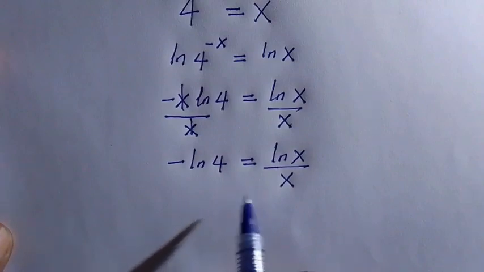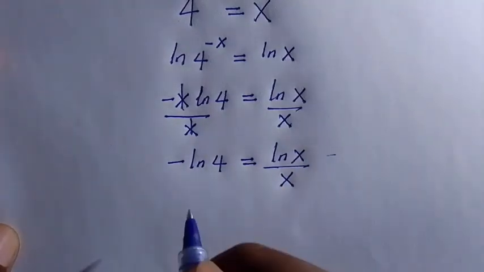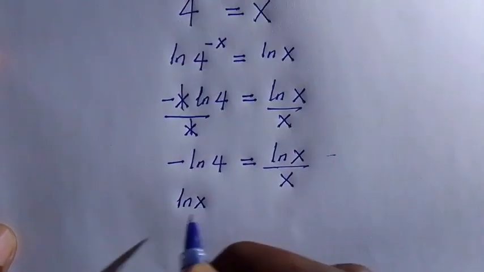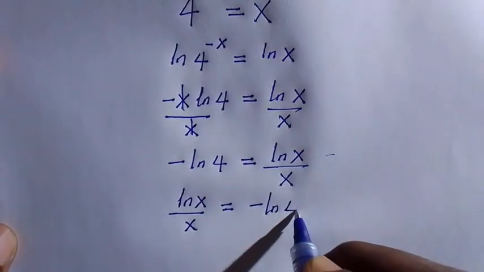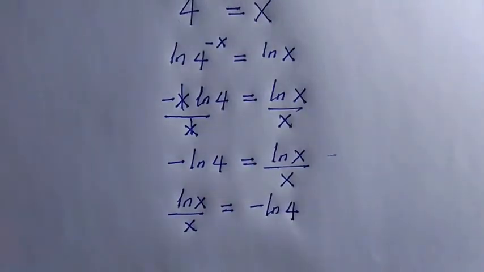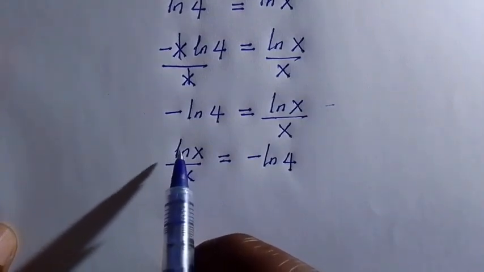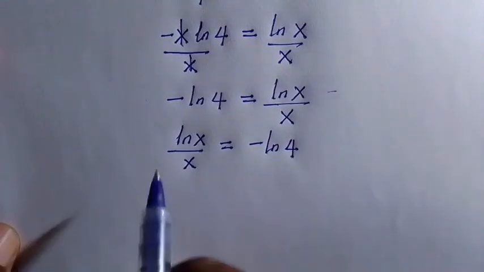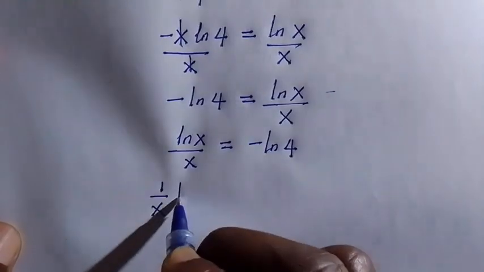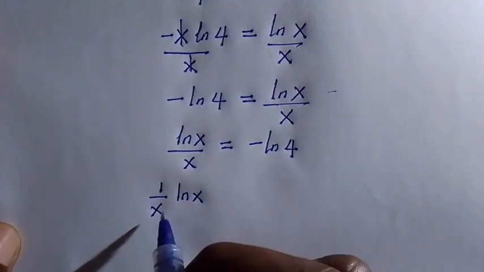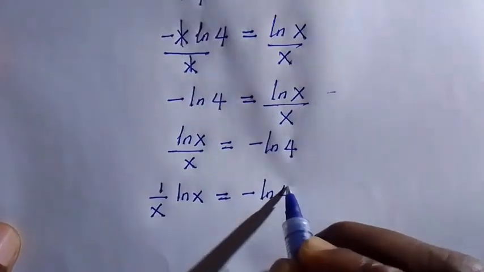On getting to this stage, I want to rewrite this properly by leaving this one here and transferring this one to the other side. So here we have ln x divided by x equals minus ln 4. We should know that we have ln x divided by x. At this side, we can write this as 1 divided by x, times ln x. They are still the same thing. Then everything equals minus ln 4.